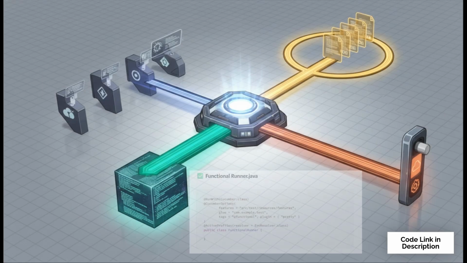The configuration for these runners all happens in this one annotation, @CucumberOptions. Now, features is pretty straightforward. It just points to our .feature files. But the most important piece of this puzzle, the absolute key, is glue. The glue path is what tells Cucumber this is where you'll find all the Java code, the step definitions and Spring configuration that makes these English sentences actually do something. It literally glues the two worlds together.